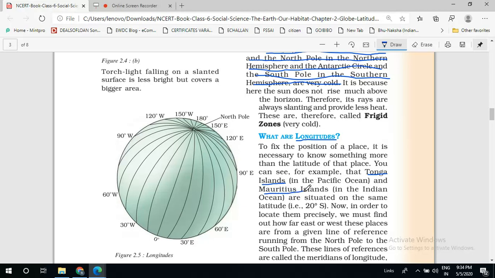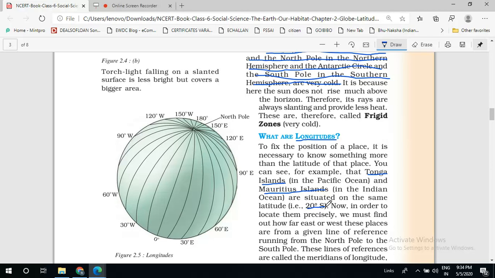Now, Tonga Island is in the Pacific Ocean and Mauritius Island is in the Indian Ocean. Both Tonga and Mauritius are situated on the same latitude, that is 20 degrees south. That is, both Mauritius and Tonga are situated in the southern hemisphere, and from the equator they are at a distance of 20 degrees.